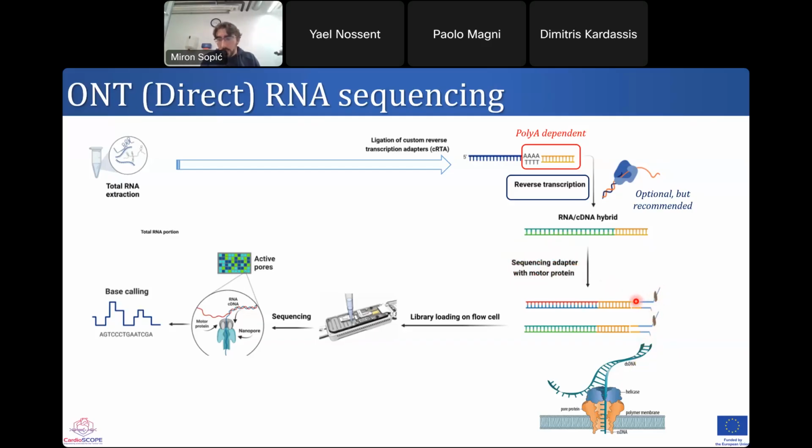So this adapter has a motor protein. It is attached to your hybrid, and then it navigates the double-strand hybrid into the pore. But again, keep in mind that the helicase is designed in a specific way, so only the RNA molecule in this duplex is going to pass through the pore. The cDNA part is going to be released into the solution, and it's not going to be sequenced, so it does not in any way interfere with sequencing.